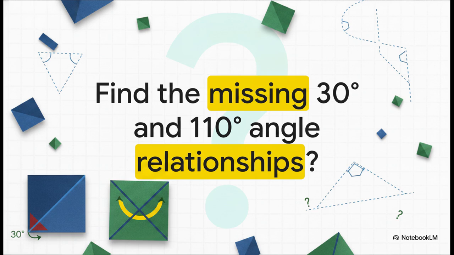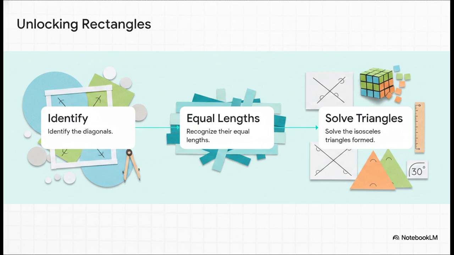To do that, we really have to think about how these intersecting lines, these diagonals, actually interact with the outer frame. Like, what rules are they following here? See those little tick marks? Yeah, those are massive clues.